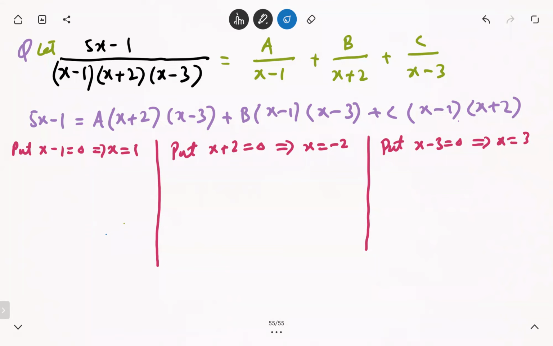Yes, Amna, what's the value of a? Minus 2/3. Okay, let's see. Hamna Noor is also saying minus 2/3. So confirmation, it's a is minus 2/3.